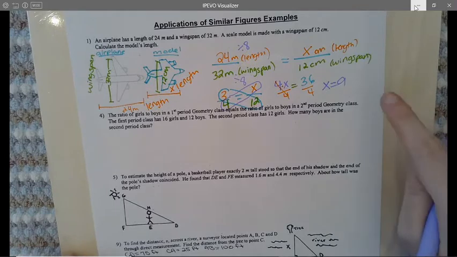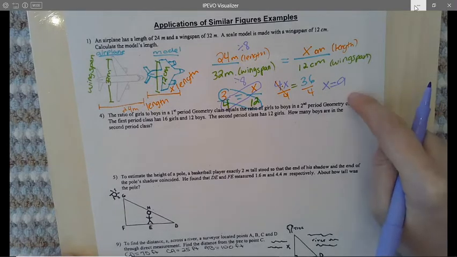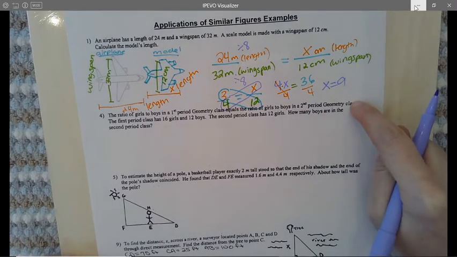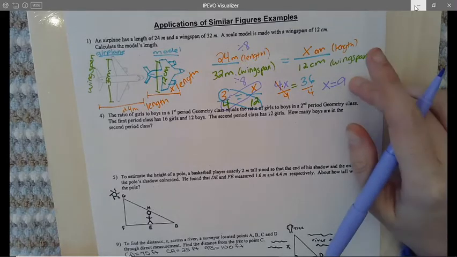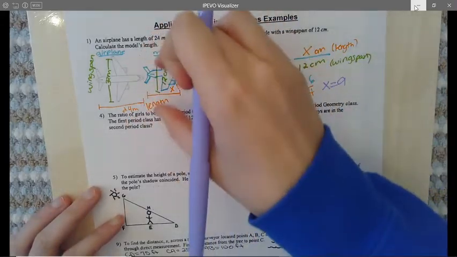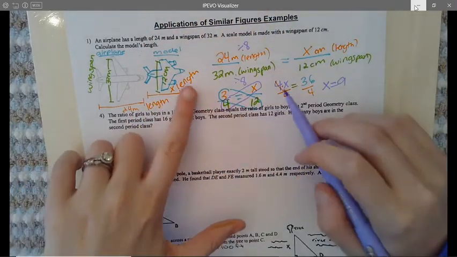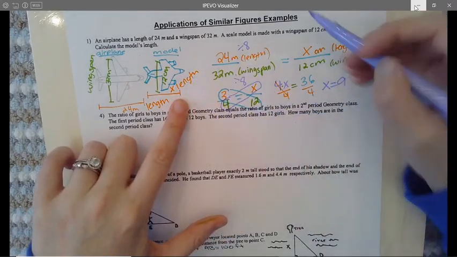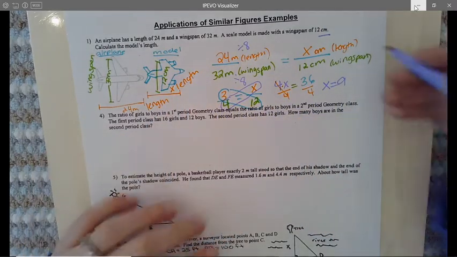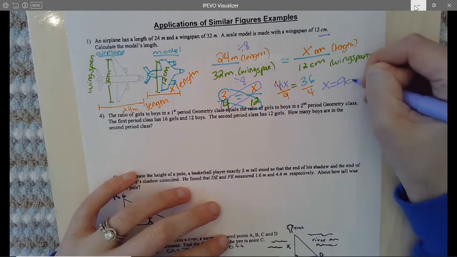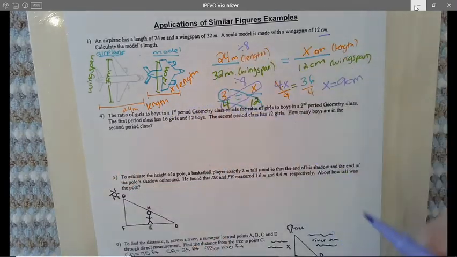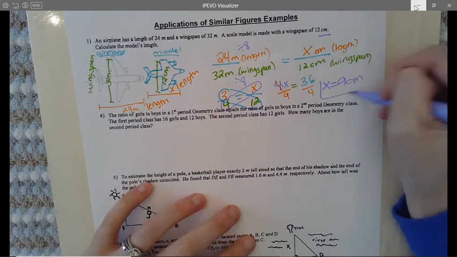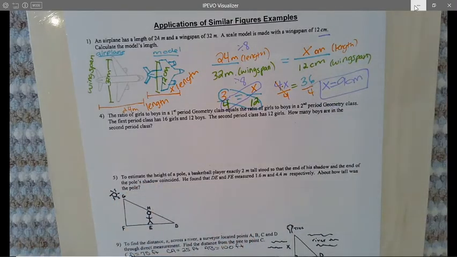So my final answer will be 9, but since this is a word problem, it's always good to provide some units with your answer. Otherwise, I don't know what you're talking about. This is pertaining to the length of my model, and the units for my model are in centimeters. So my final unit will be 9 centimeters. I know the length of our model plane is going to be 9 centimeters long. Look at that. Nice job.